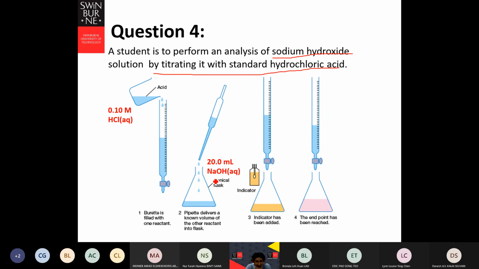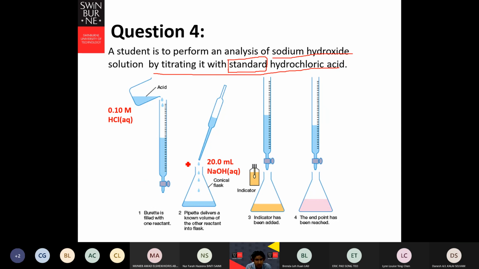So sodium hydroxide we took, and standard hydrochloric acid. When it says standard hydrochloric acid, it means that we already know the concentration of that hydrochloric acid, because that's why it's called standard. So this HCl we took in the burette, and then the sodium hydroxide, 20 milliliter of it. We do not know the concentration, but of course we have 100 milliliter of it, let's say, or 500 milliliter of sodium hydroxide of unknown concentration.